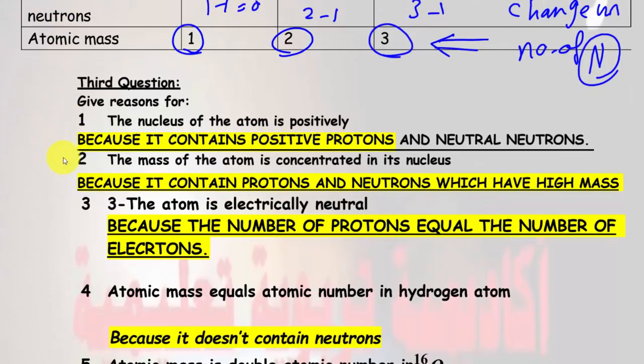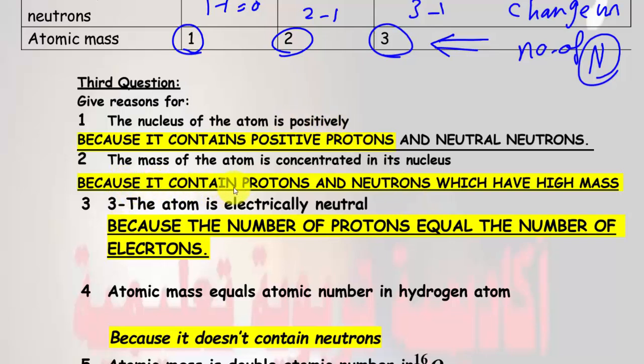Third question, give reason for. The nucleus of an atom is positively charged. It's a repeated question, because it contains positive protons and the neutral neutrons. The mass of the atom is concentrated in the nucleus, we said it before, we can neglect the mass of the electron compared to the mass of the protons and the neutrons.